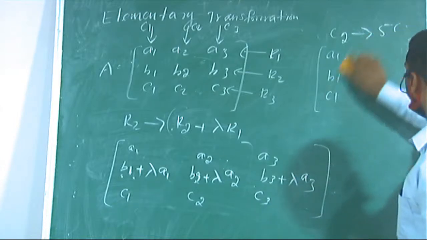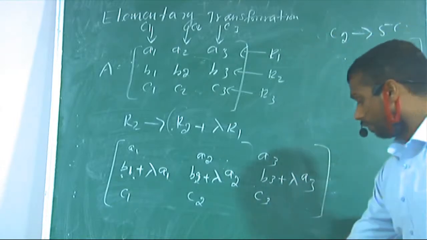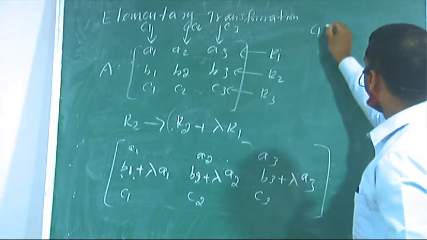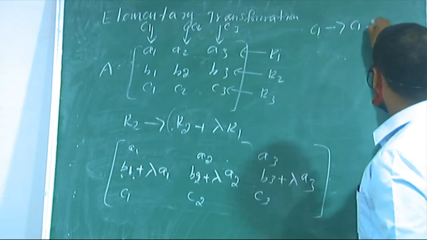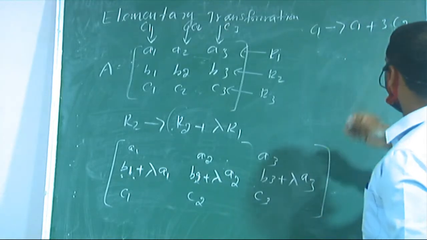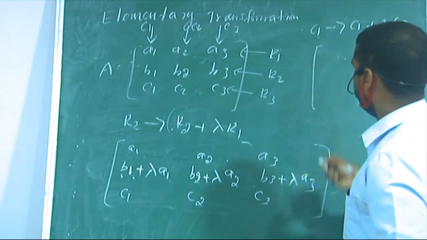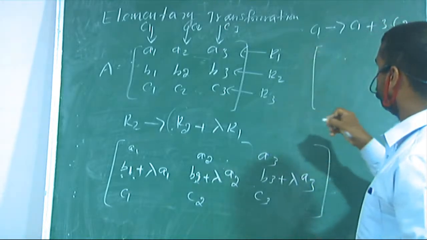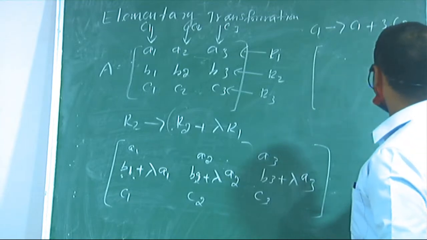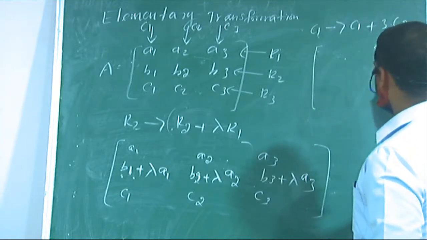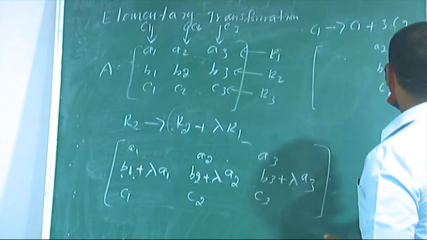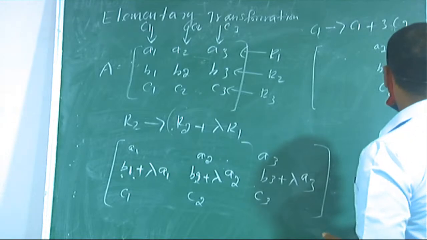The same applies with a number as the constant. For columns, C1 plus 3 into C2: C2 and C3 stay as they are. C2 is A2, B2, C2, and C3 is A3, B3, C3.